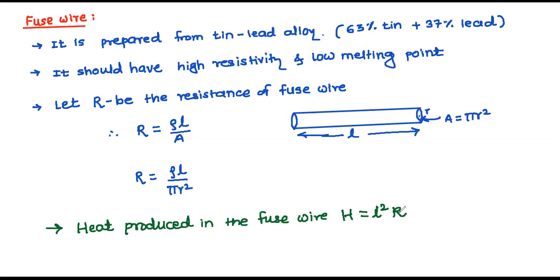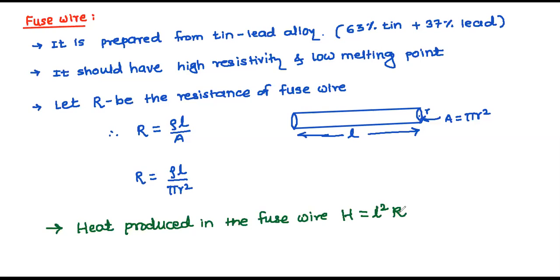But sir, some time before we have written the power formula also, I square R, then H is also I square R. See, power is what? Power is work done per unit time. And here heat produced is H, and that is how much here? I square R. Okay.